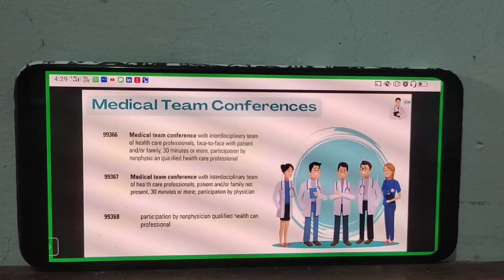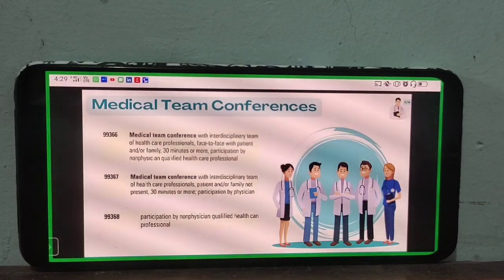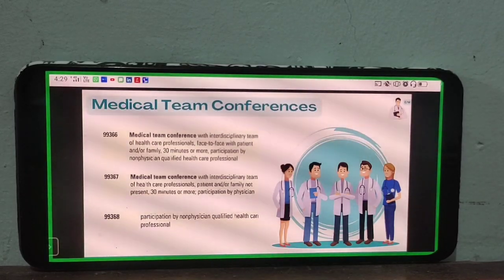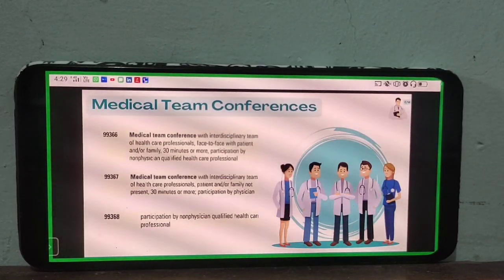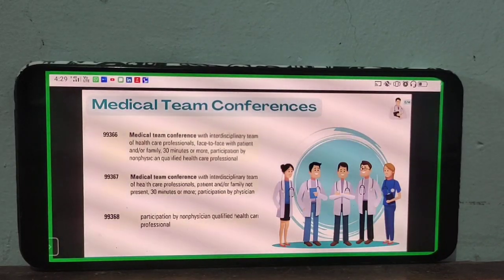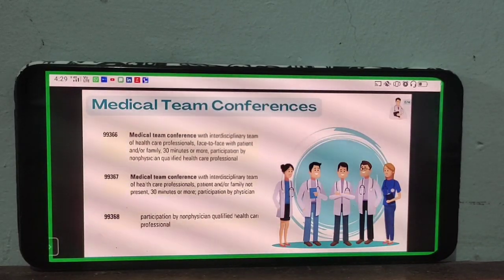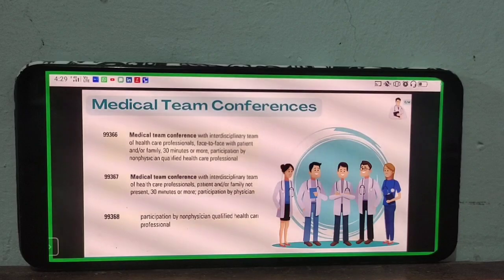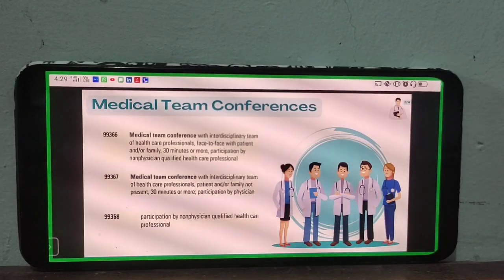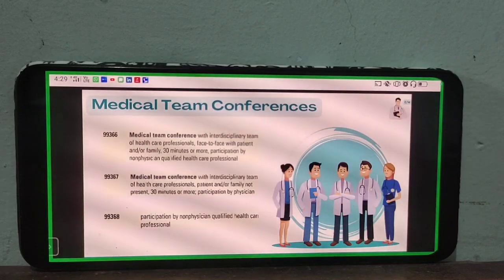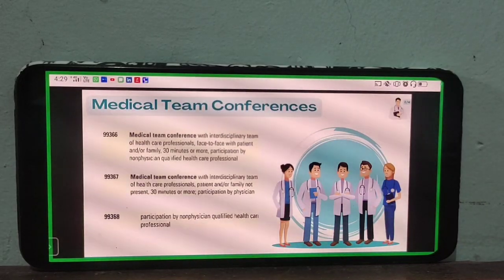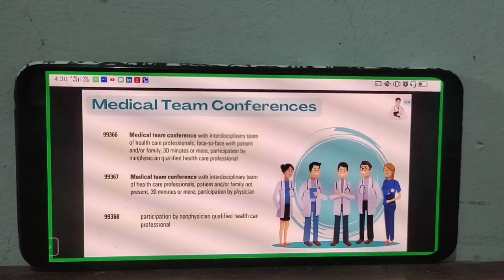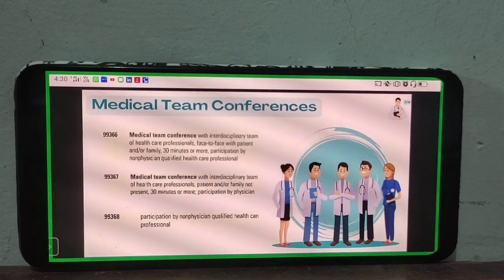99368 is for non-physicians. Non-physician means apart from doctors, lawyers and police come under the non-physician. For example, the patient is accused, so the doctors want to discuss their health condition with the police. Am I right? So take that example for non-physicians. Apart from family members, if police or lawyers are present in that conference, they come under non-physician. Did you understand the meaning?